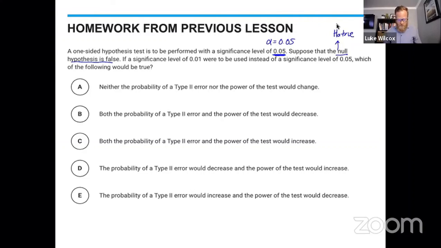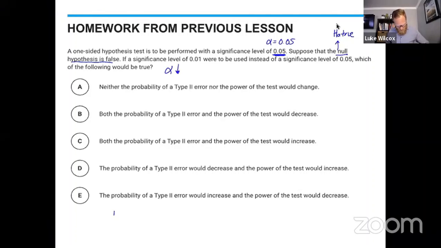So if the significance level of 0.01 were used instead of a significance level of 0.05, which of the following would be true? So it appears to me that the question is saying, what would happen if we were to decrease the alpha level there? Now, I'm going to remind you of a couple of things from the lesson on Friday. First is just a quick overview of the type 1 error, type 2 error, and power.